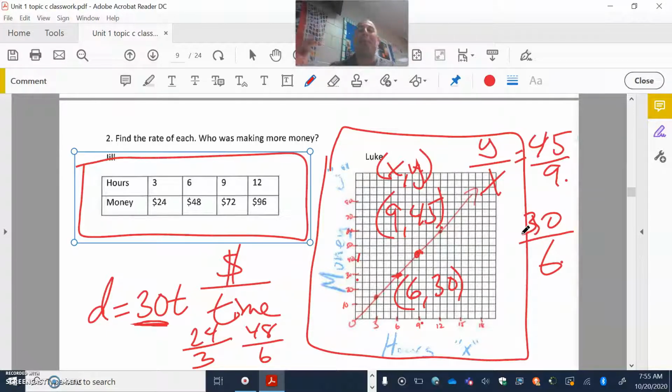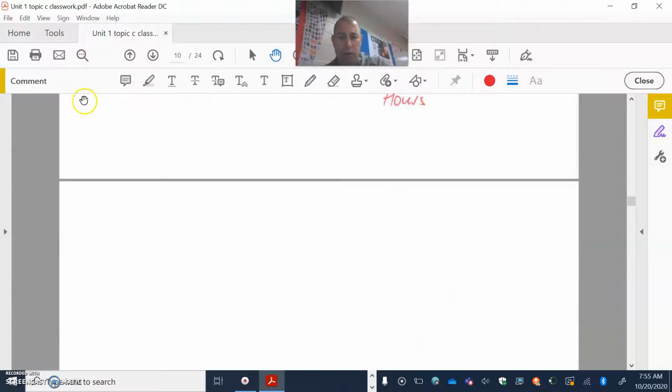So again, it doesn't matter which one that we take, as long as we are grabbing an actual ordered pair that's on the line that's there. Okay, so that's what we're looking at today. So we're gonna kind of go a little bit forward.